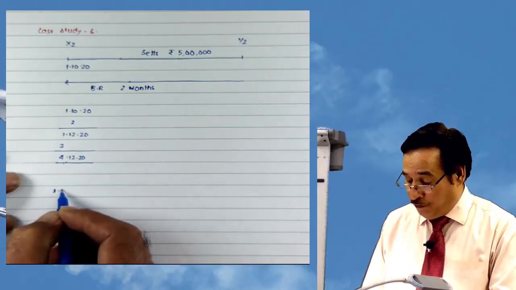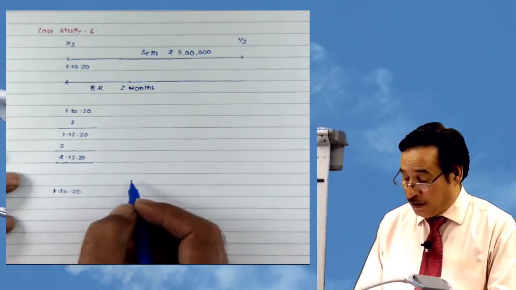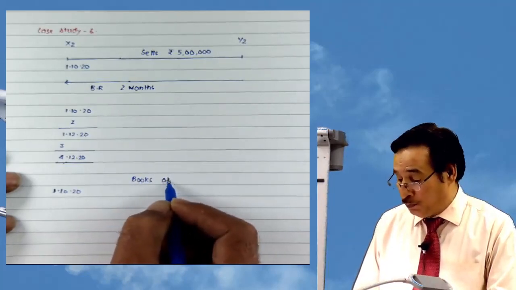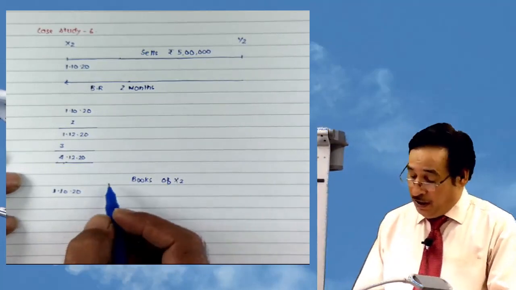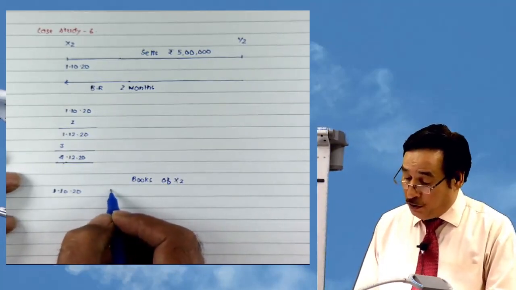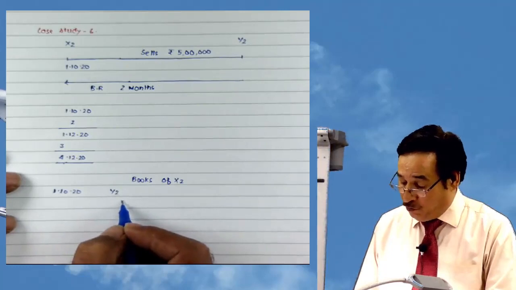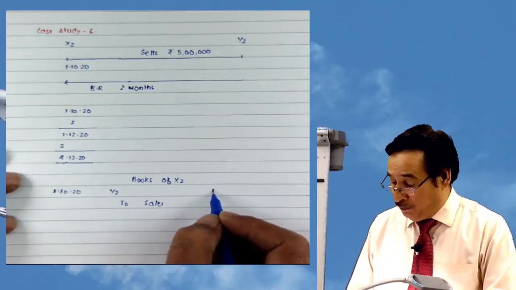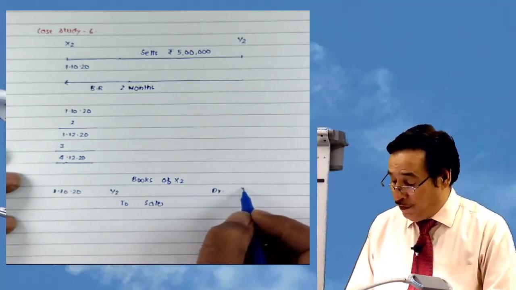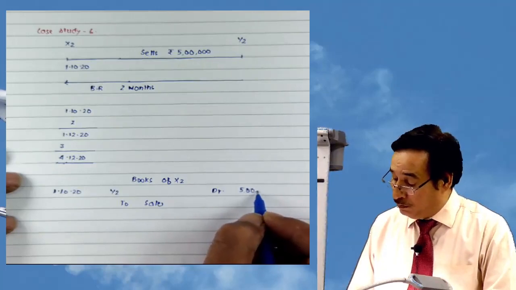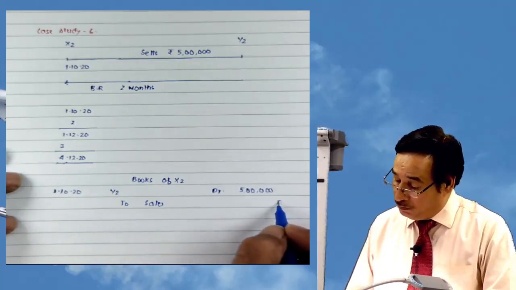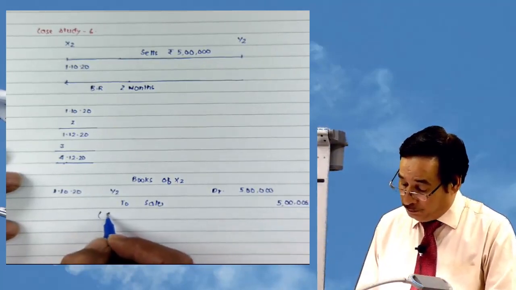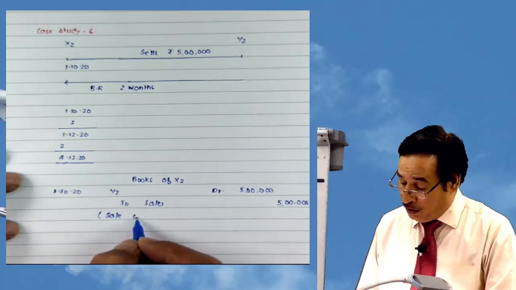On 1/10/2020, first of all, we shall write the entry in the books of X2. Correct? X2 is the seller, he is the drawer, he sells the goods to Y2. First entry for sales: Y2 account debit to sales account, correct? That is 5 lakhs. Sale of goods.